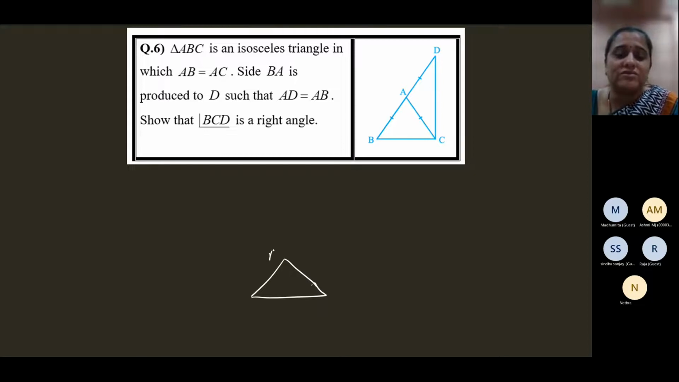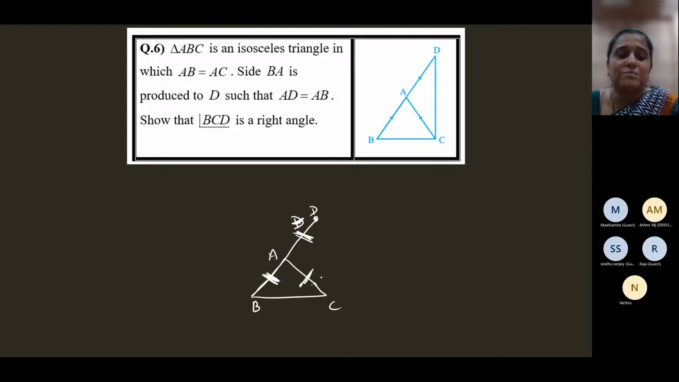So triangle ABC is an isosceles triangle with AB equal to AC. Side BA is produced to a point D, this one is D, such that AD is equal to AB. So that means now AD, AB and AC all have the same length.